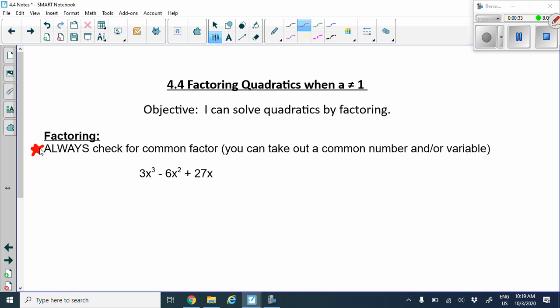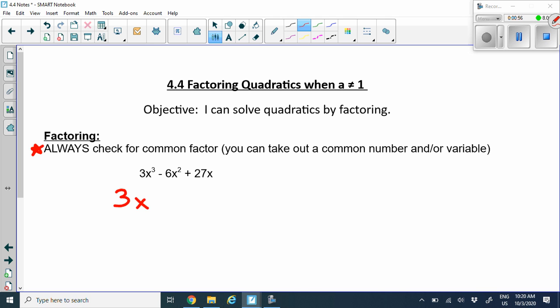We have 3x cubed minus 6x squared plus 27x. So let's see first if there's a number that all three have in common. Well, for 3, 6, and 27, they all have a 3 in common. So I'm going to go ahead and write that down. Now let's think about a variable. Well, the least amount of variable that they all have in common is an x.